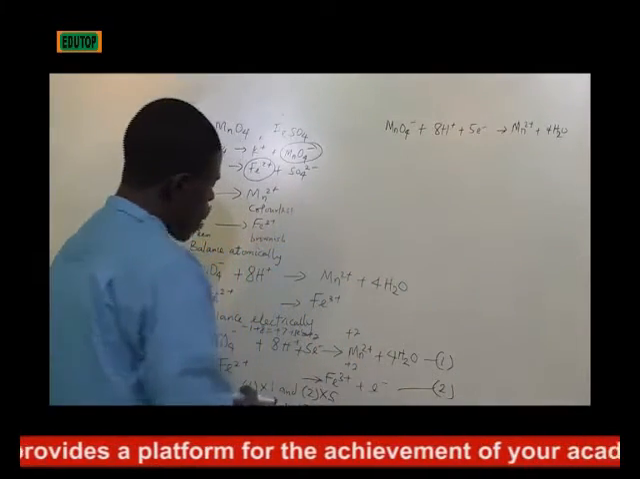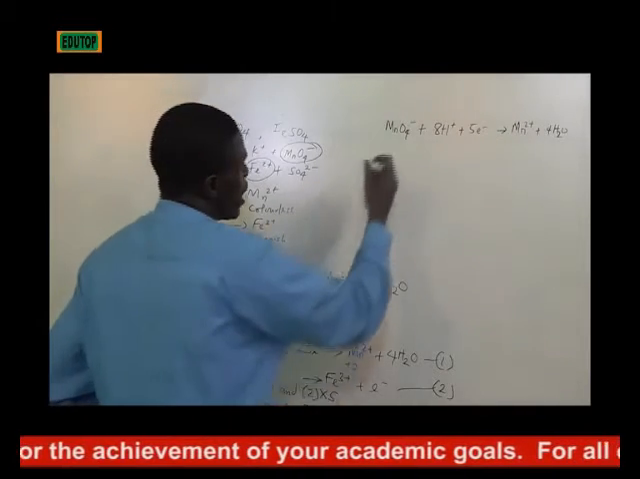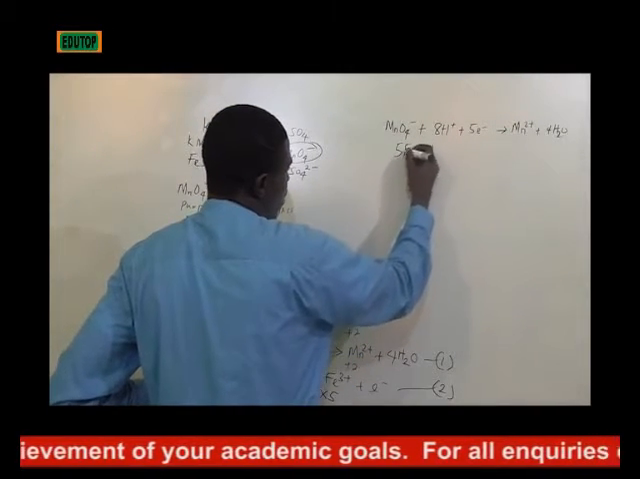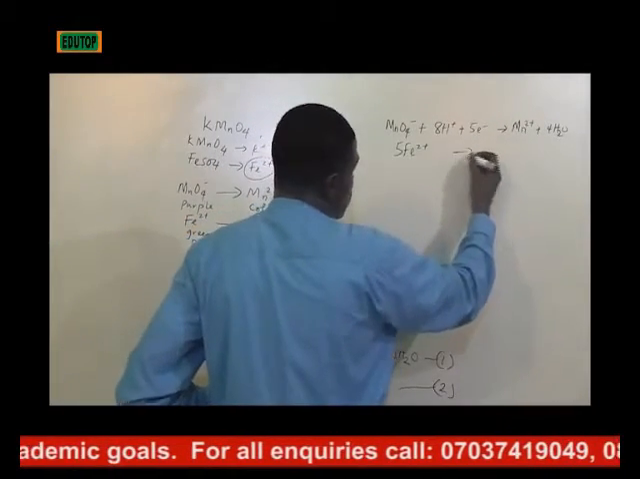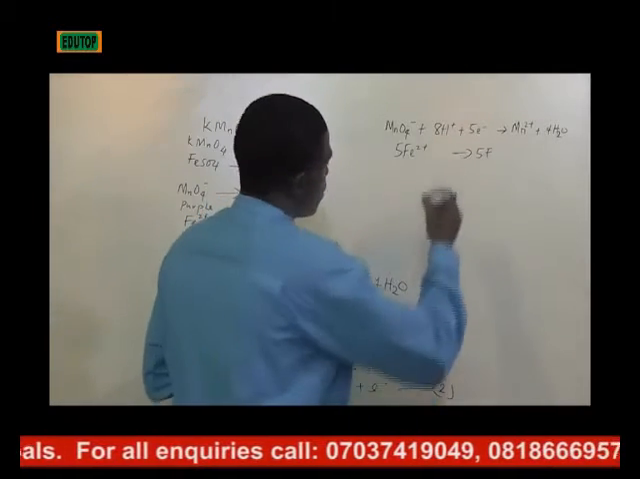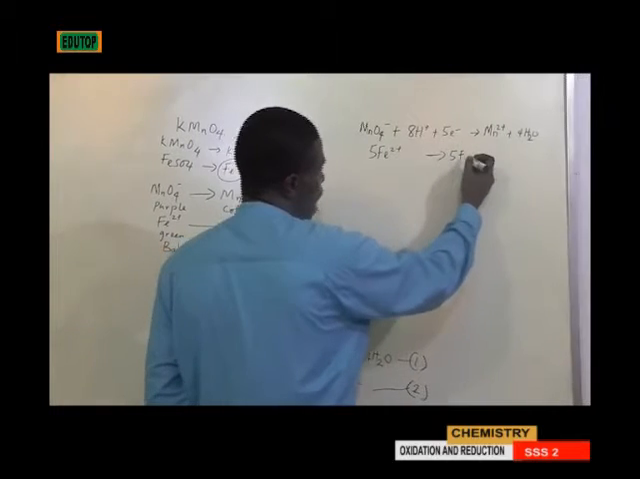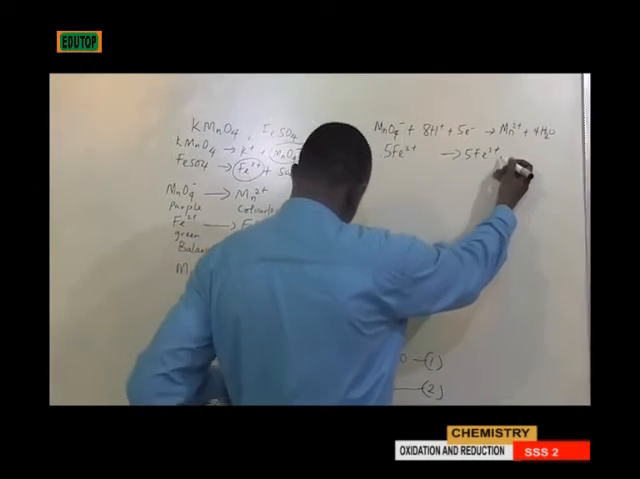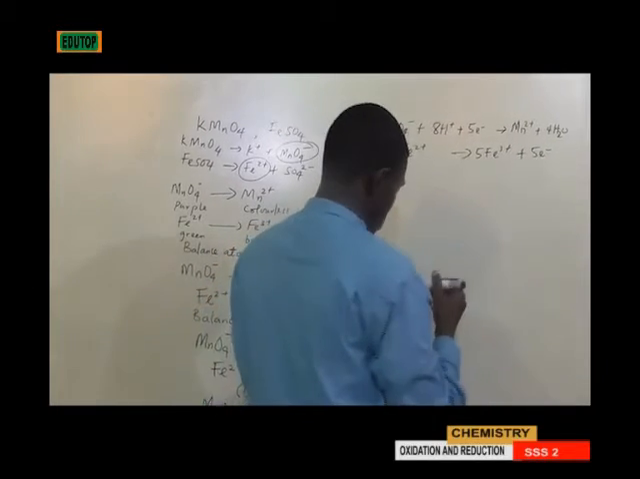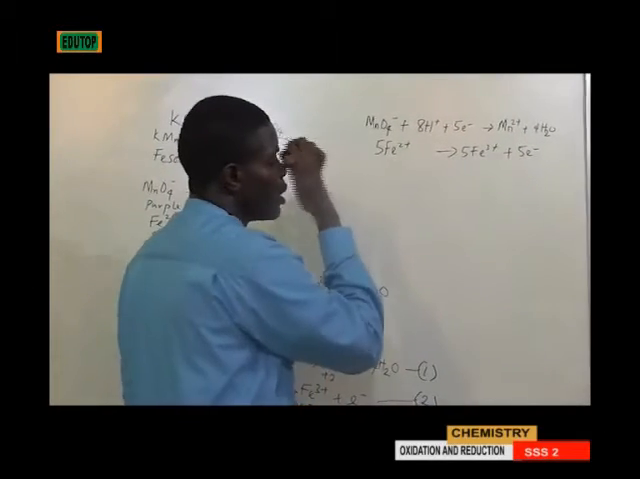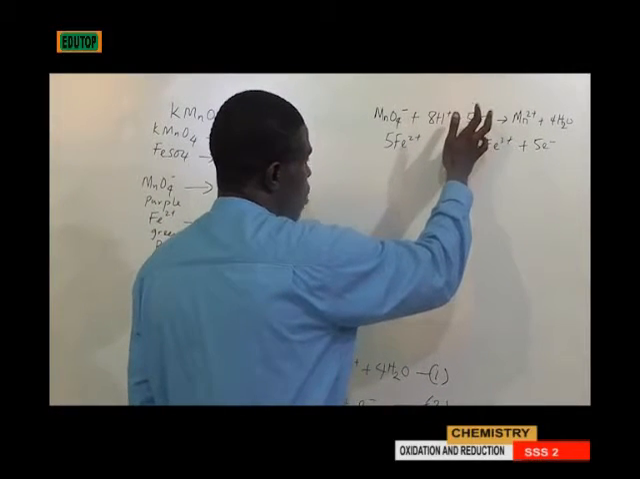Now, if we are multiplying equation 2 by 5, that means the Fe2+ here will be 5 Fe2+, then to give you 5 Fe2+ going to 5 Fe3+ plus 5 electron.